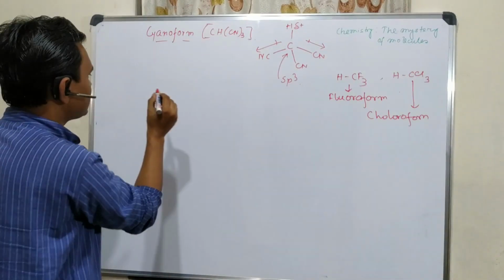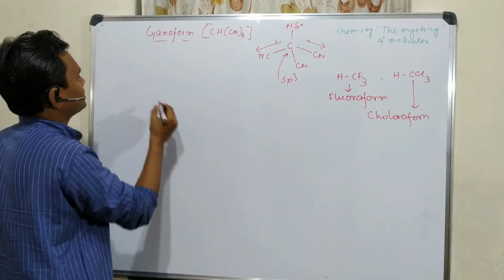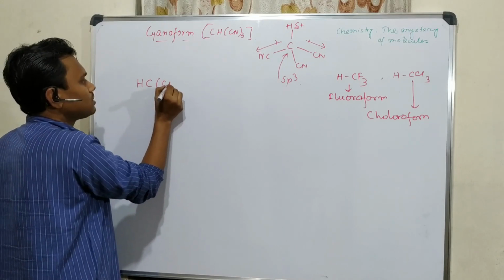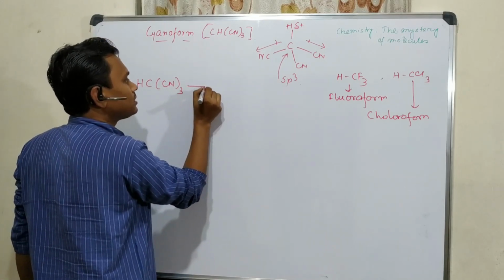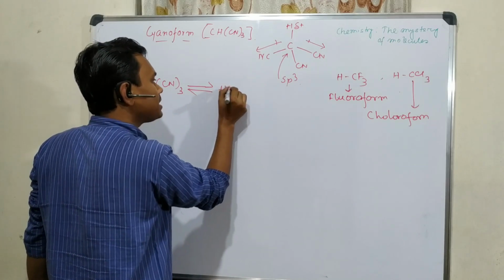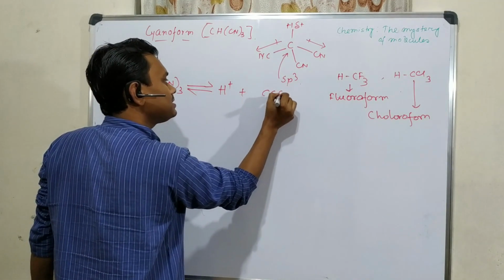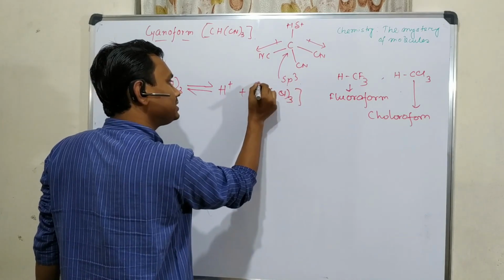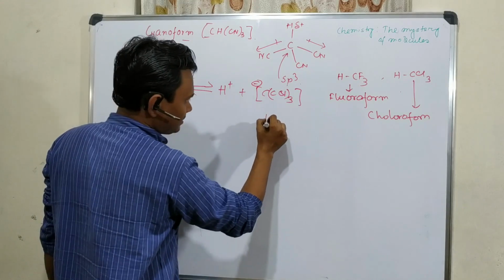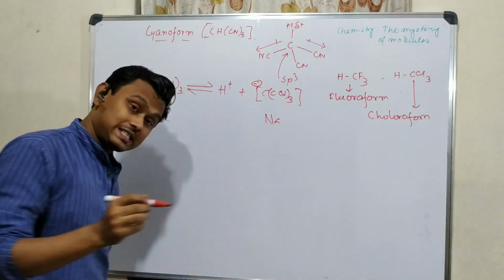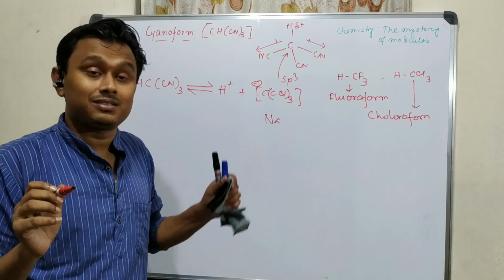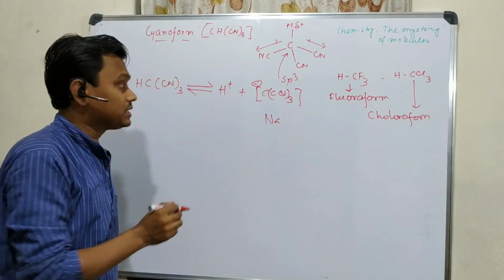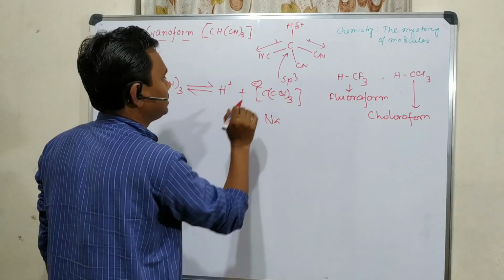So what happens? This molecule easily deprotonates to form the corresponding anion. HC(CN)3 produces H+ and C(CN)3-. One interesting point: during the synthesis you have seen I have taken the sodium salt or calcium salt, because this anion is so stable that the salt could be prepared. That's why the sodium salt is commercially available. So this is the uniqueness, this unique stability. I'll explain.